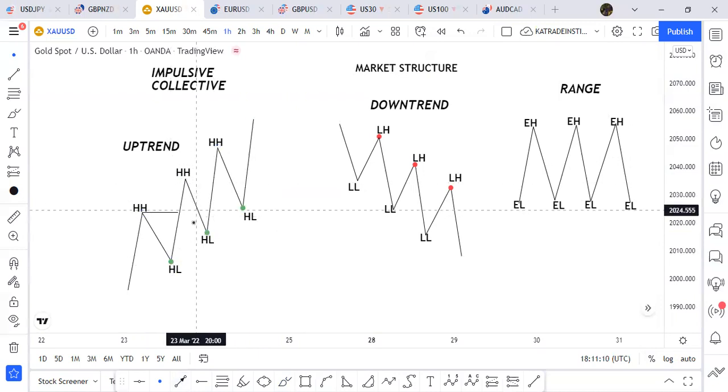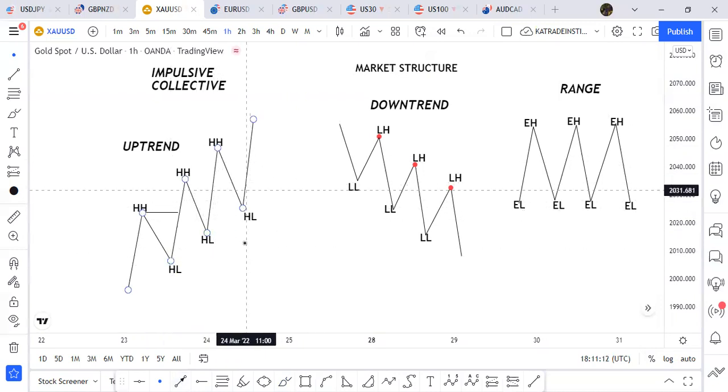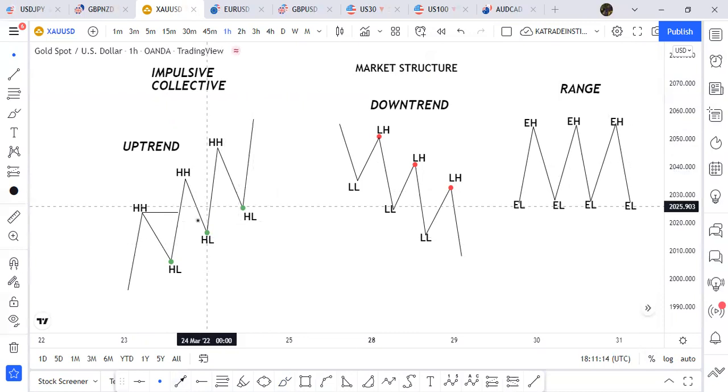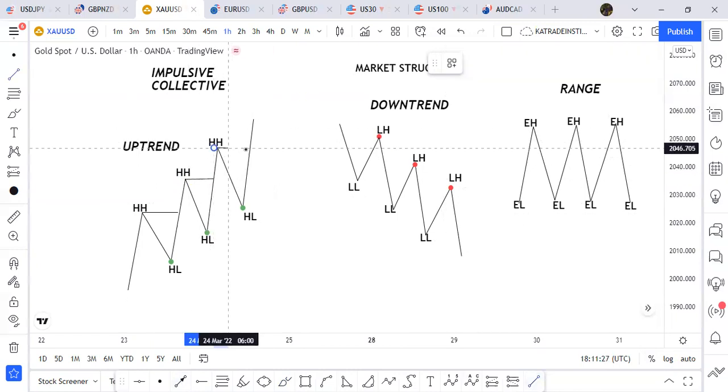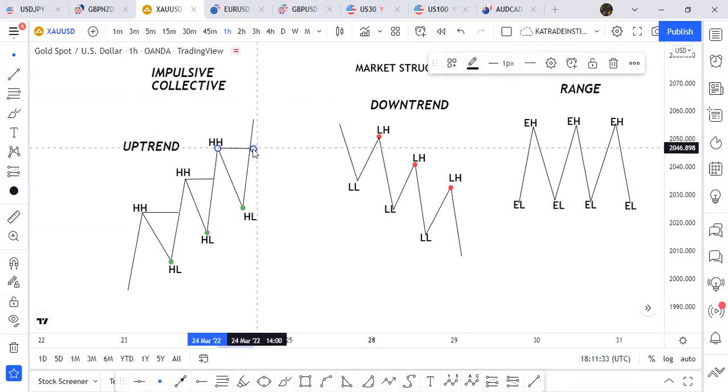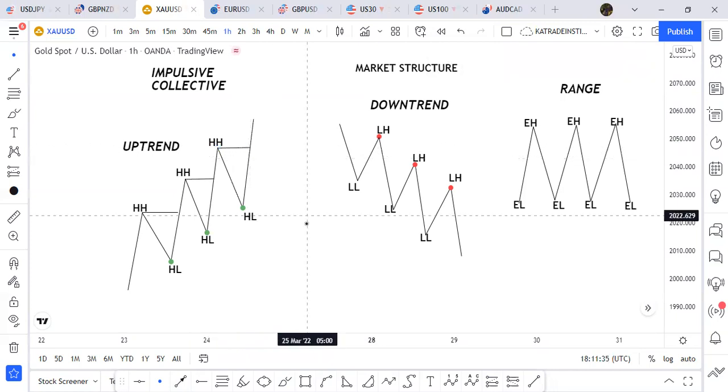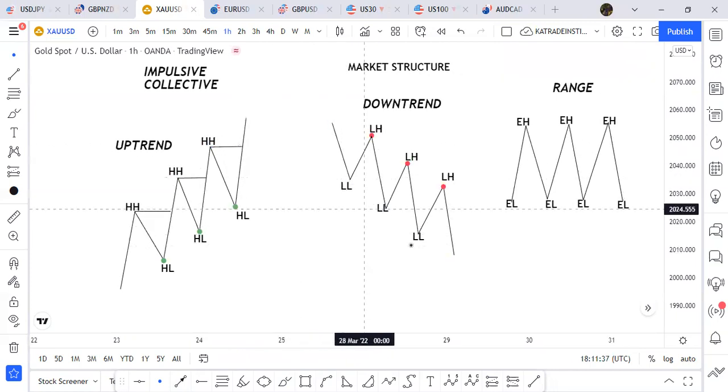So if price continues pushing to the upside, we are going to continue getting the series of higher highs and higher lows. We are going to get a breakout from the higher highs, and then the lows are going to be valid until price gets invalid, one of the most recent swing lows.